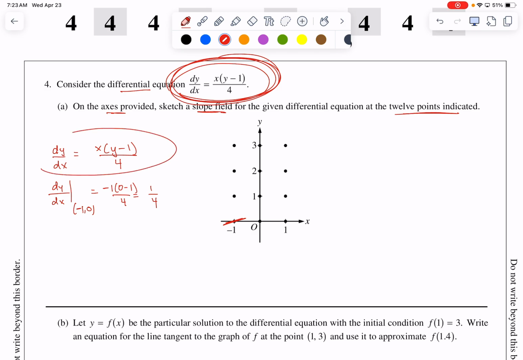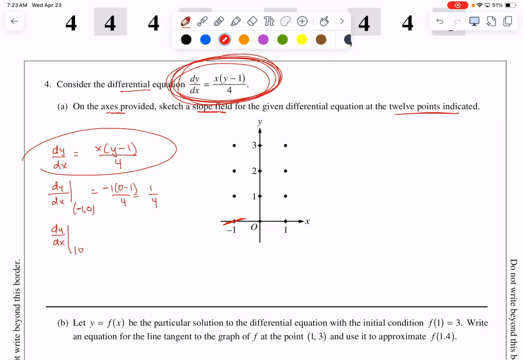Let's do 0, 0. So if you do dy/dx, we're not even trying to find the original function. We're just trying to draw what the slopes of the tangent line would look like on whatever that original graph is. Wherever that original graph is, I don't know where it's at, but I know that at negative 1, 0, it's going to have a slope of 1/4 on that original graph.